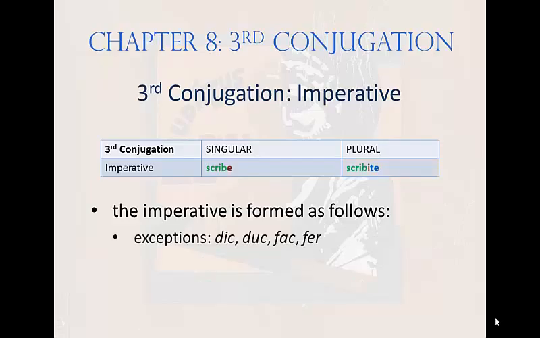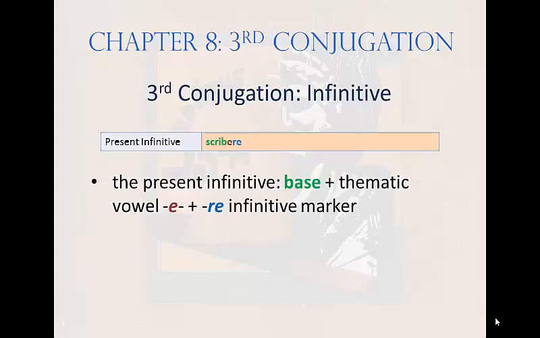And as if that weren't enough, there are 4 irregular verbs, 2 of them third conjugation, which have irregular imperative singulars. Dico, duco, fero, and facio, producing 4 imperative forms which, said one after another, sound like a nursery rhyme. Dic, duc, fer, fac. Finally, in comparison with all that, the infinitive will look like an old friend. It uses a short E thematic vowel, producing an ending ERE, as in scribere, to write.